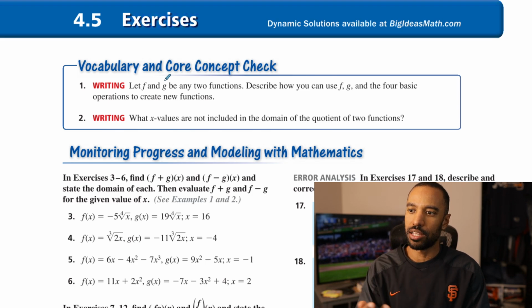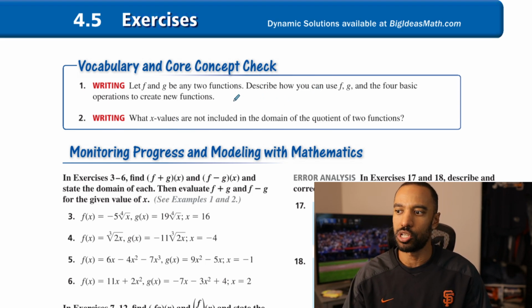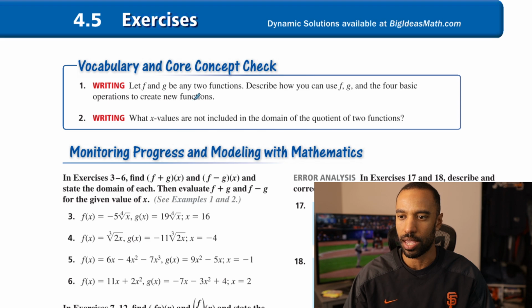Let f and g be any two functions. Describe how you can use f, g, and the 4 basic operations to create new functions. Well, you can add, subtract, multiply, and divide them. So I don't know. I'll say that out loud, but that's the idea.